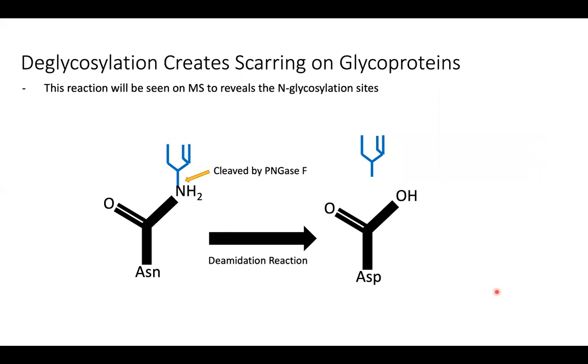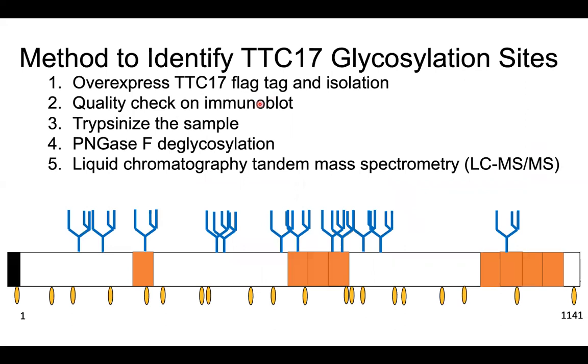Deglycosylation via PNGase F creates a scarring motif via a deamidation reaction, which changes an asparagine to an aspartic acid. And this can be seen and identified via mass spec analysis. To further query and exactly identify the TTC17 glycosylation sites, we created a method for mass spec analysis. First, we overexpress TTC17 with a FLAG tag and isolate that protein, quality check on an immunoblot, trypsinize the sample, deglycosylate via PNGase F, and then send it for mass spec analysis.